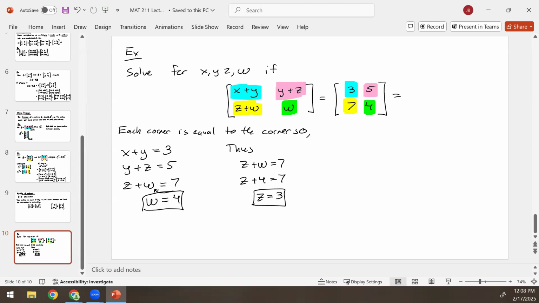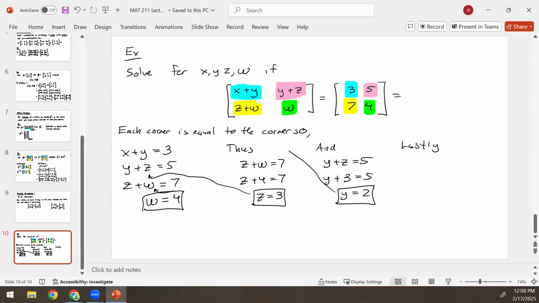So then I can plug this z equals 3 into here. y plus z is equal to 5. y plus 3 is equal to 5. y is equal to 2. And we got the next number. And then lastly, all these arrows are going everywhere now, but that's okay, right there. x plus y is equal to 3. x plus 2 is equal to 3. x is equal to 1. Subtract the 2 over, you get 1. And there is our answer.